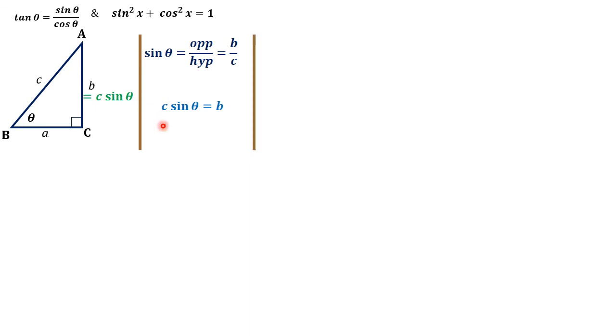Subsequently, we can do this: since we know that cosine theta is equal to adjacent over hypotenuse, that is, cos of this angle is equal to a all over c. If we cross multiply c on both sides, we get c cos theta is equal to a.